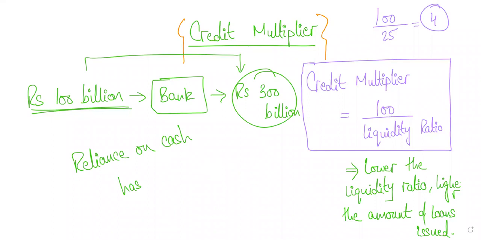So since cash reliance has been decreasing, that is why banks can issue an amount of loans more than the deposits that they have. This is how it all works, right?